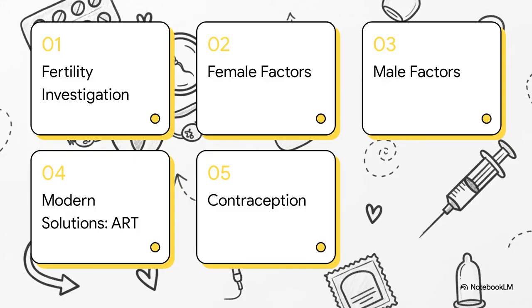Okay, so let's dive in. Here's the roadmap for how we're going to tackle this. First, we'll look at the fertility investigation itself. Then, we'll break down the diagnosis for both female and male factors. After that, we'll get into modern solutions, what's known as ART. And finally, we'll flip the script and talk about the other side of the coin, contraception.